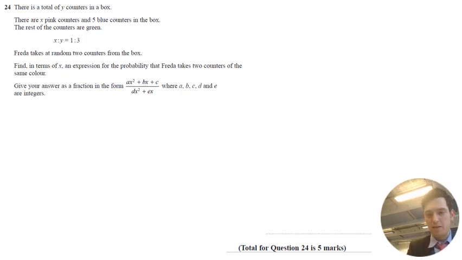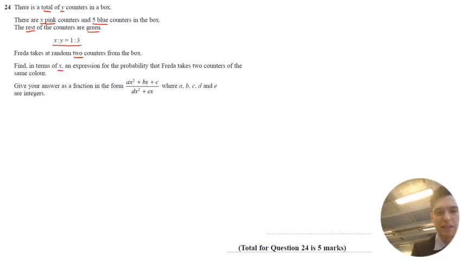So there is a total of y counters in a box. Okay, so total of y. There are x pink and 5 blue. The rest are green. And I'm also told that x to y is 1 to 3. Freda takes at random 2 counters from the box. It doesn't say that she replaces it, so she does not replace it. Find in terms of x, an expression for the probability that Freda takes 2 counters of the same color. 5 marks. Right, so I got quite a lot of information here.